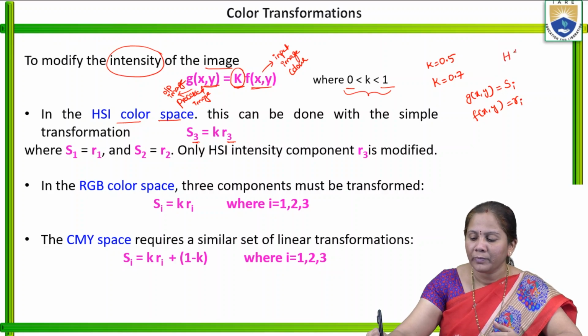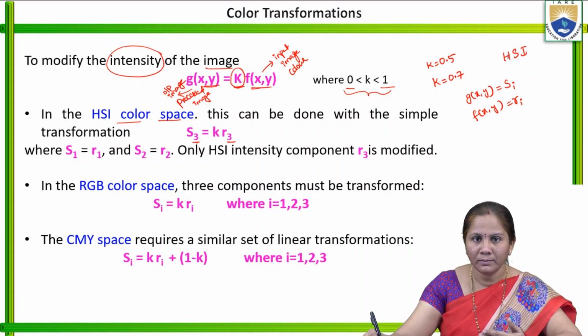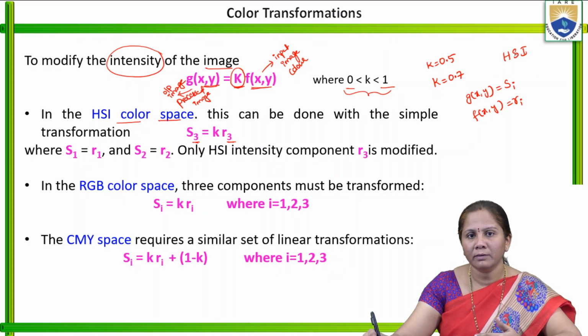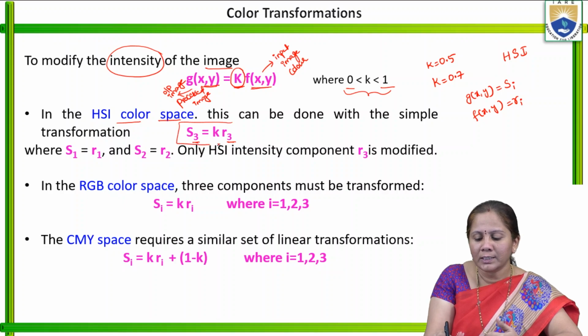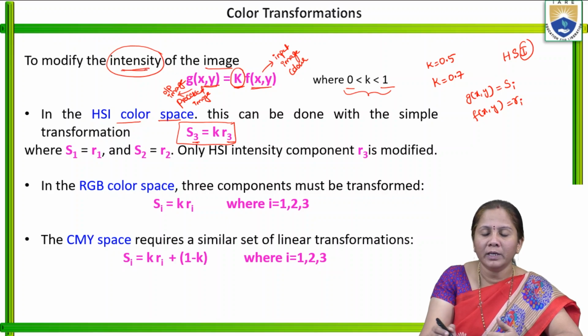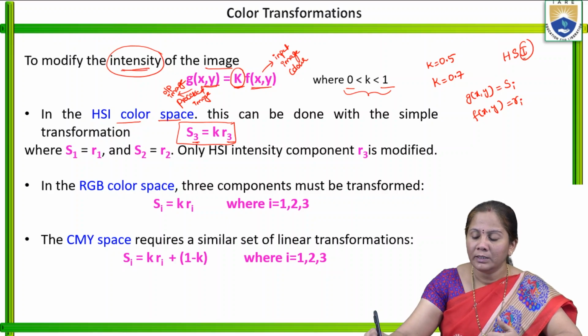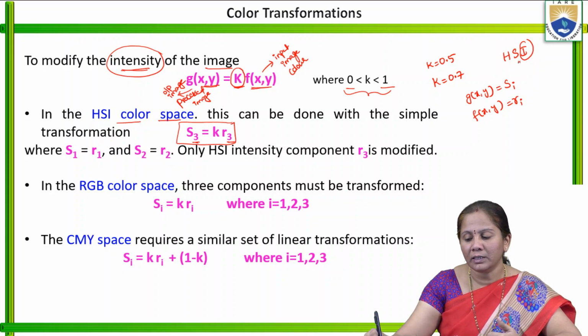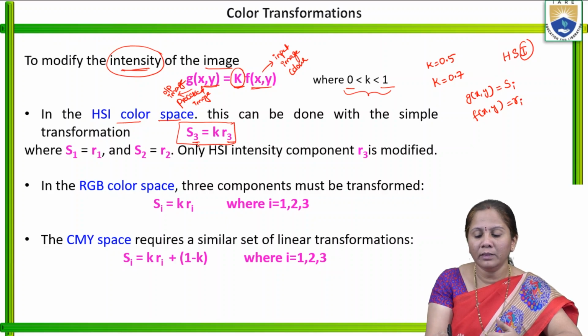In HSI, H represents hue, which is the first component, that is s1. S represents saturation, which is the second component, and I represents intensity, which is the third component. In this HSI model, only s3, the third component, we have considered. Why? Because we are going to modify intensity. In this model, the third component is the only intensity. The remaining two are not intensity; they are hue and saturation. So we are writing the formula only as s3 = k * r3.